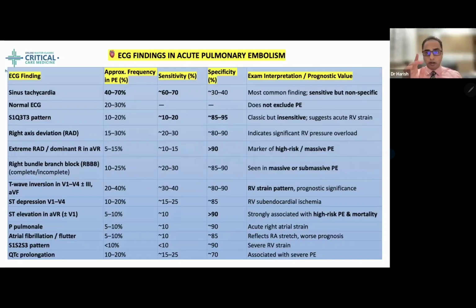But at least a couple of things you should remember, like S1Q3T3, sinus tachycardia, right axis deviation, RBBB, T wave inversion. So all these things are very, very important in terms of sensitivity and specificity. You can go through this table.